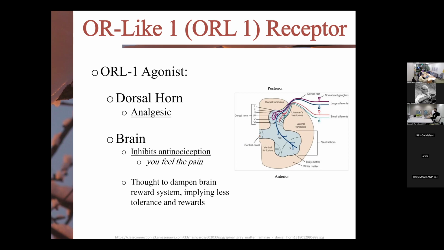So the ORL1 receptor. It's found in two places in the central nervous system. It's found in the dorsal horn, where it has more of an analgesic effect. So this receptor gets stimulated, it's going to modulate that pain, you're going to feel better.